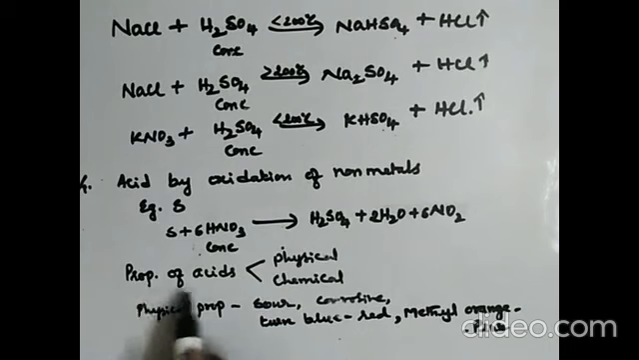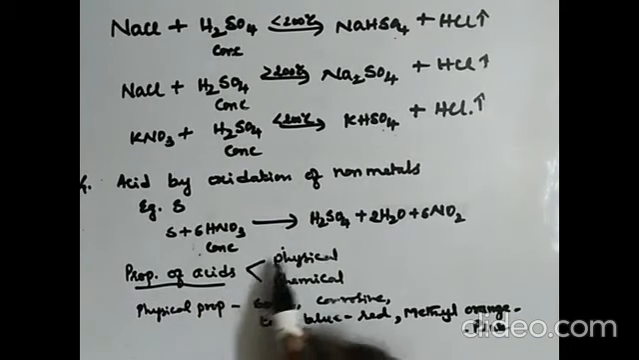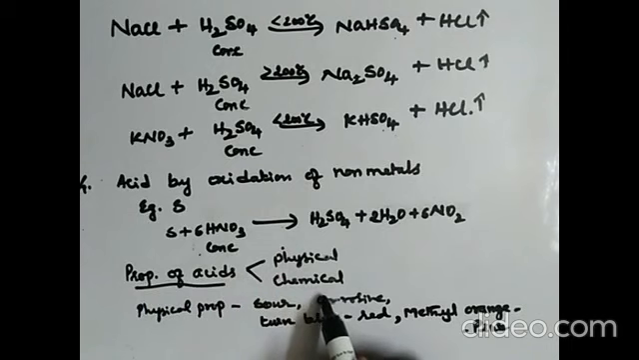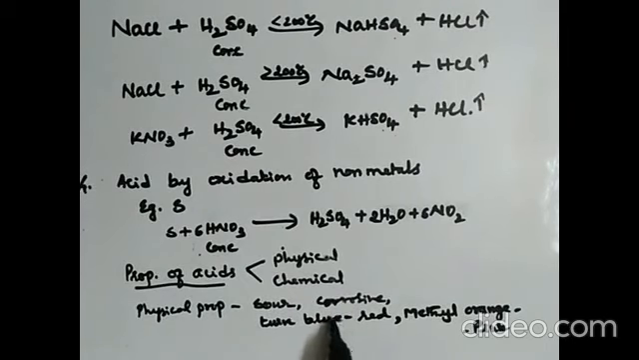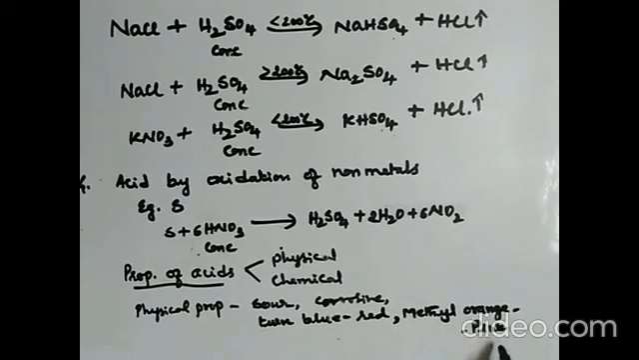The next is properties of acids. Properties of acids are physical properties and chemical properties. The physical properties of acids are they are sour to taste and they are highly corrosive. They turn blue litmus red, methyl orange pink.